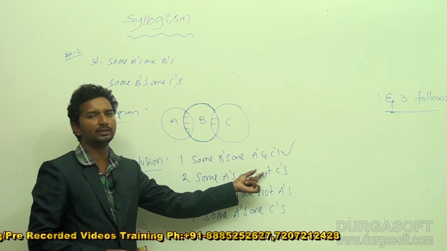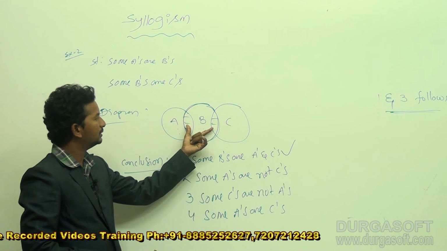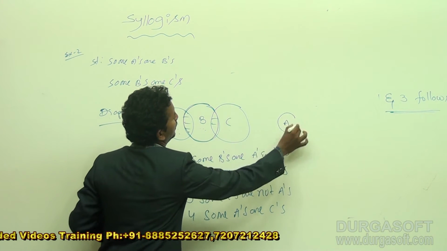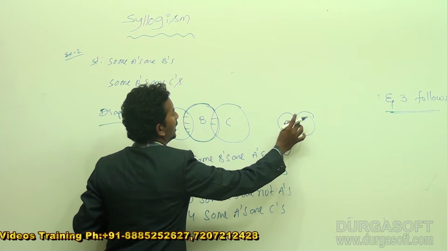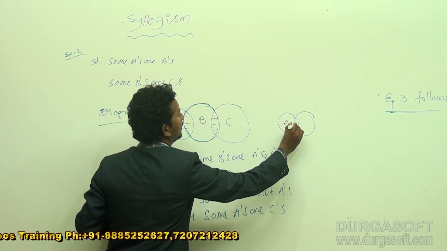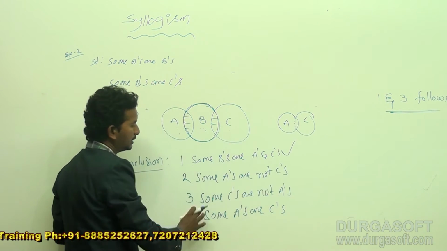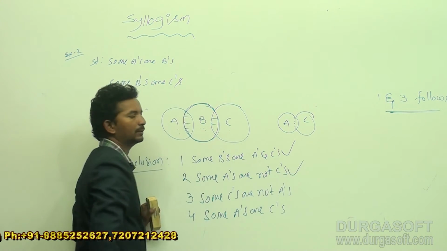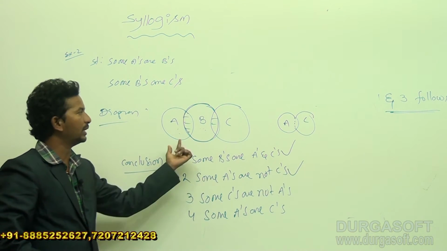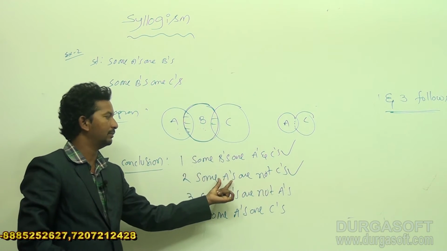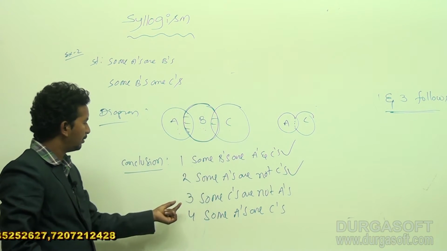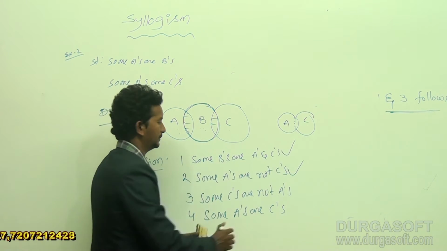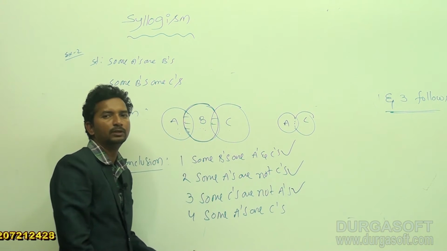Coming to this one, some A's are not C's. Try to understand here: the diagram is an individual diagram. Now I am taking A and C like this. Some A's are like this, some A's are not C. So here some A's are not C's, 100% true. There is no connection between A and C here, so that's why some A's are not C's. Now coming to this one, some C's are also not A. That one is also a true statement.